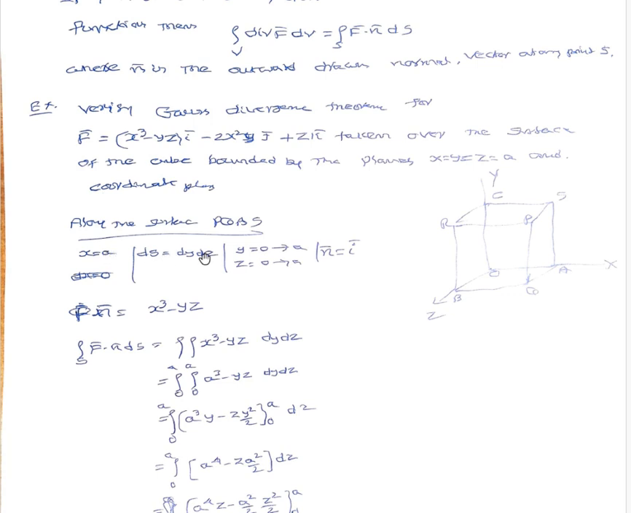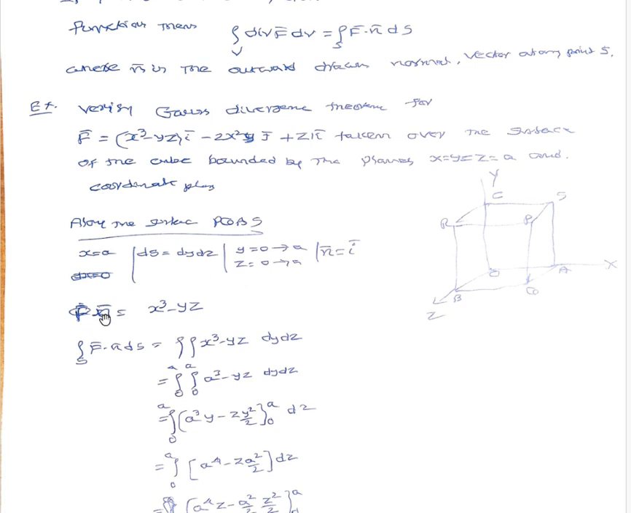And dS is equal to dy dz, because this PQAS plane you have to project on the YZ plane. Therefore the y limits are 0 to a, the z limits are 0 to a, and n bar is equal to i bar. What does n bar mean? This is the PQAS plane, so if you put a stick on this plane, it is parallel to the x-axis. Therefore it is i bar.